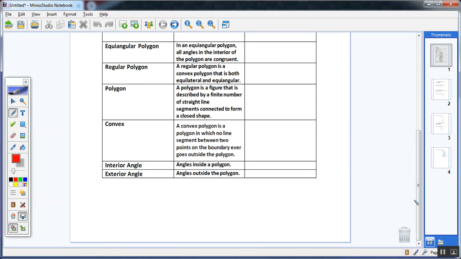An interior angle is obviously what? Inside. An angle that's inside, and an exterior angle is going to be an angle that is outside. But I want to talk about something here real quickly. What is an exterior angle, and what does it look like to a polygon? I'm going to make a drawing down here at the bottom.